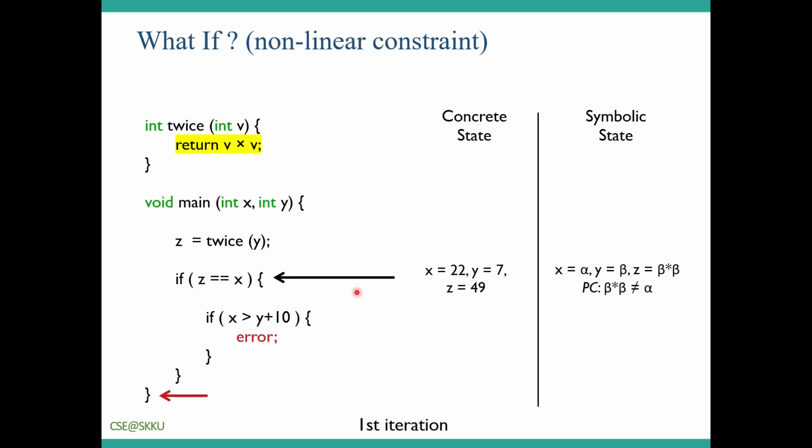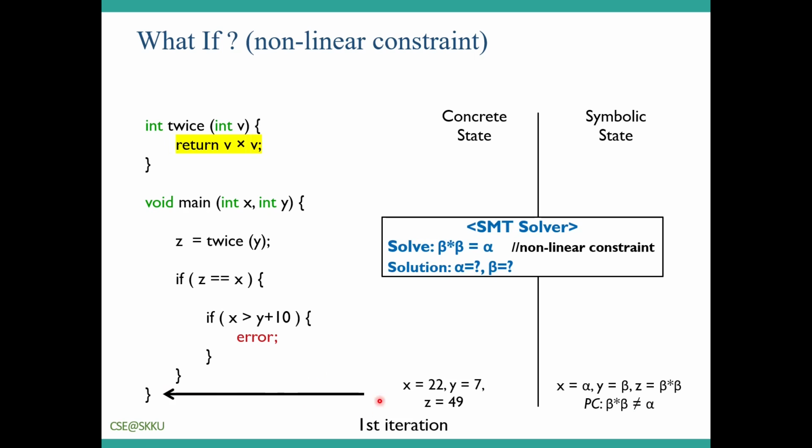At the next line, we encounter a branch comparing z and x. Since z equals 49 and x is 22 in the concrete state, they are not equal, so we follow the else branch. In the symbolic state, we update the path condition by adding the negation of this if condition. So the updated path condition becomes beta times beta is not equal to alpha.